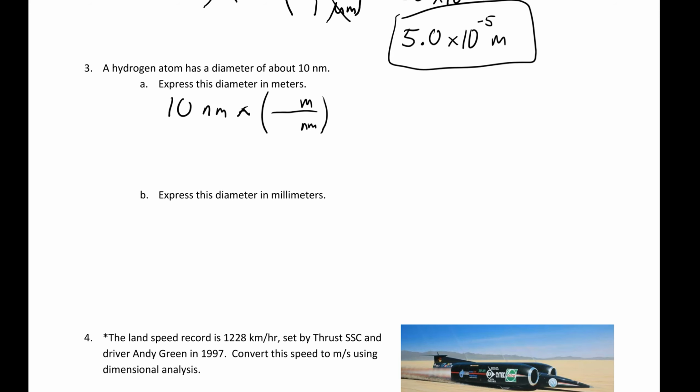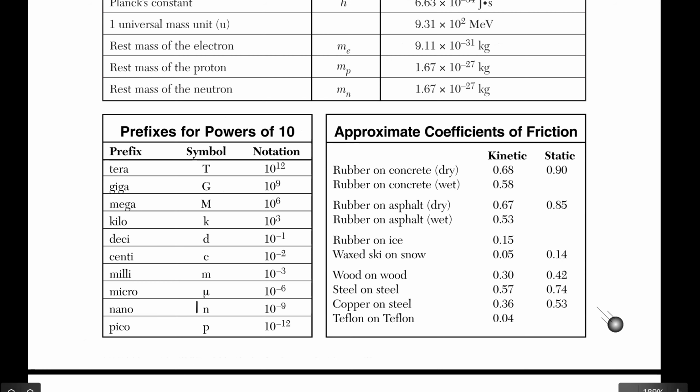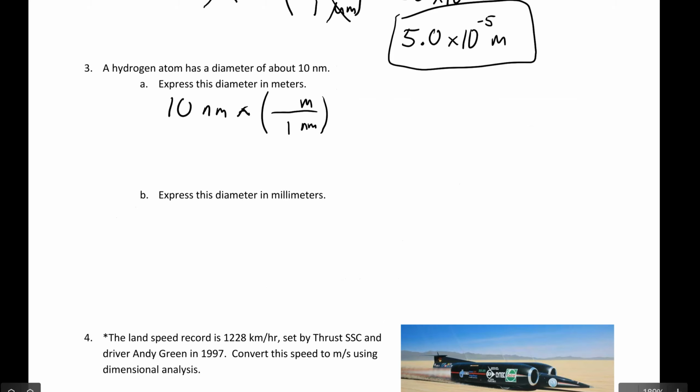So we need to look up what the nano is. And here we have 1 nanometer is equal to 10 to the negative 9 meters. So those are the numbers we'll plug in. 1 nanometer is equal to 10 to the negative 9 meters. And we'll do the multiplication. We'll cancel it out. And we get 1 times 10 to the negative 8 meters.